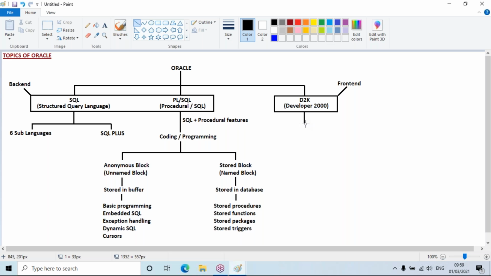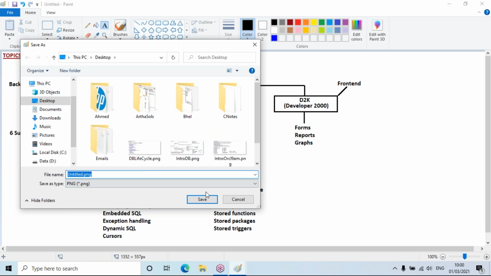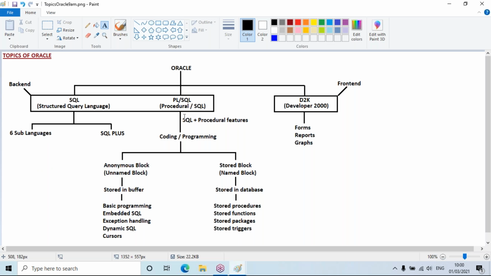D2K is not there. Now for D2K replacement, you have many options. I can use Java as front end. I can use Python as front end. I can use .NET as front end. You can use C++ as front end. In that we have forms, reports, graphs, three topics. So our course content includes two topics, SQL and PL SQL. That's it.